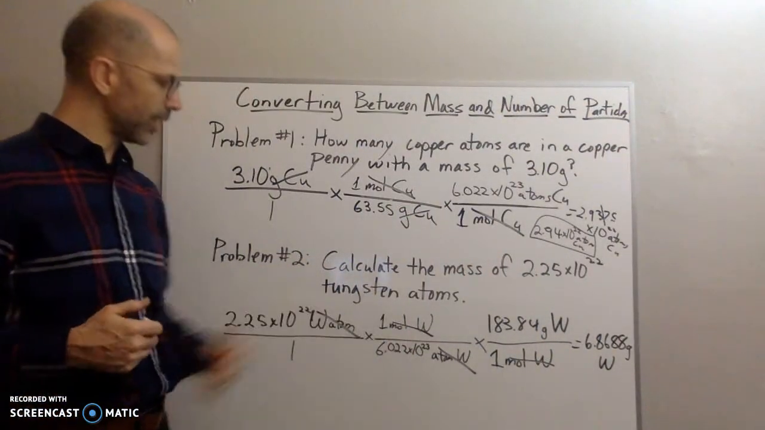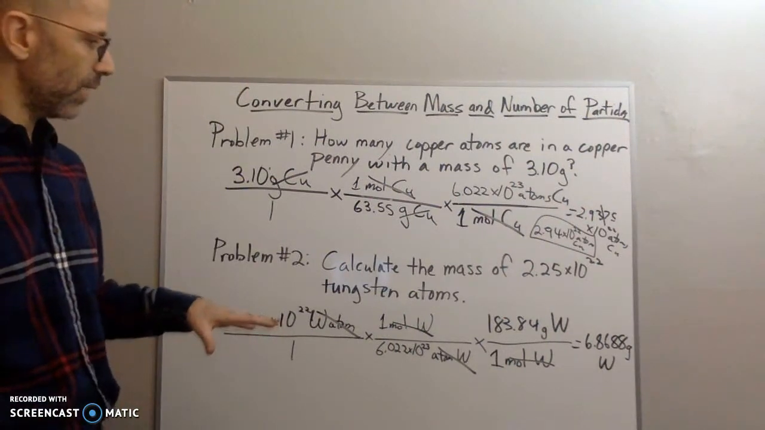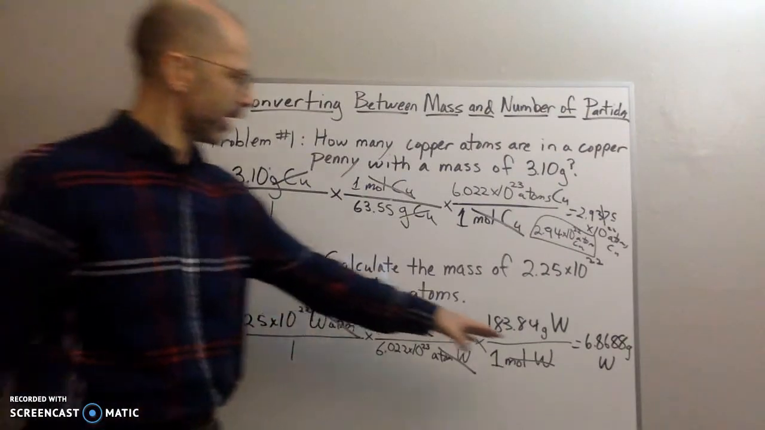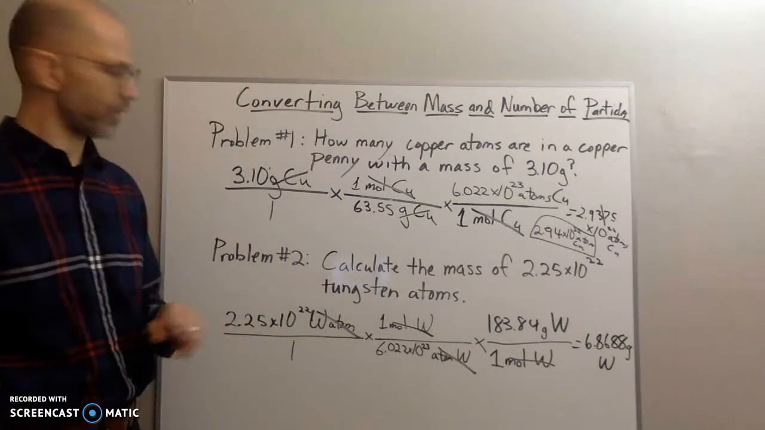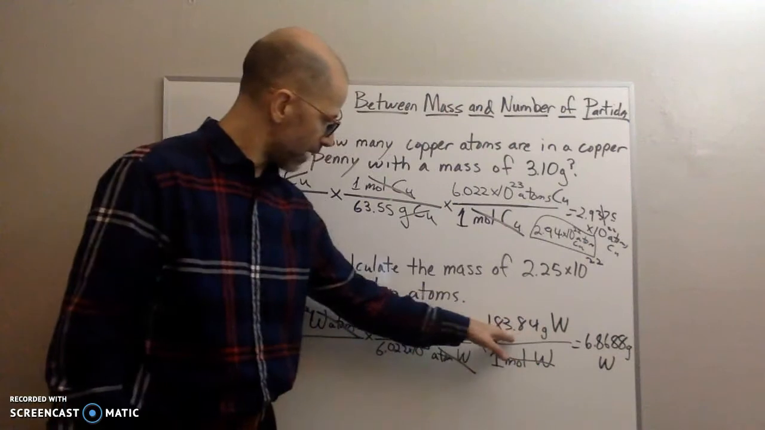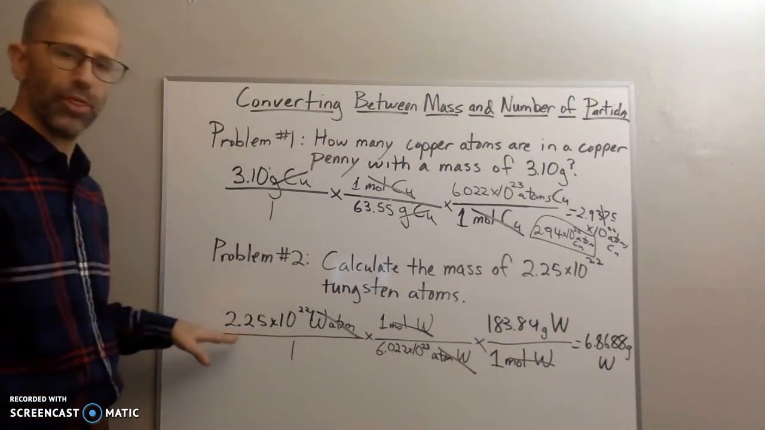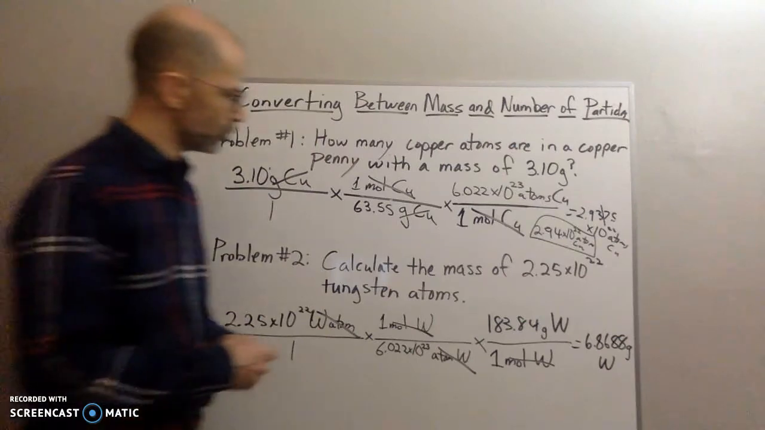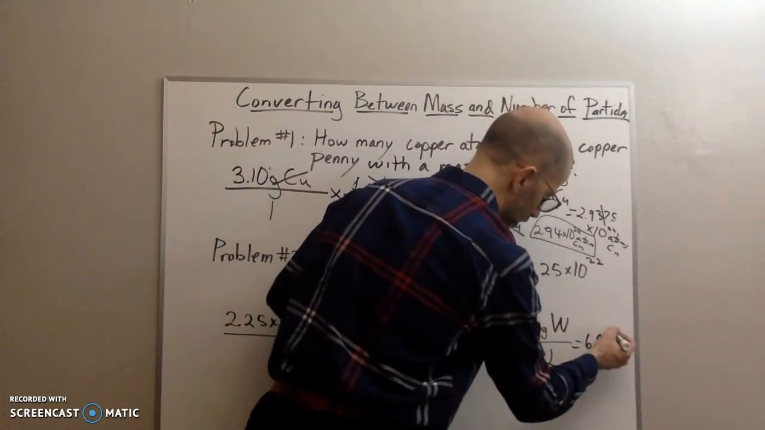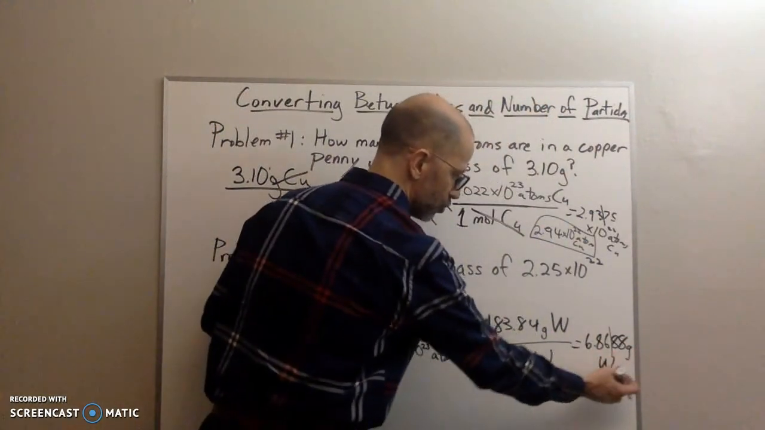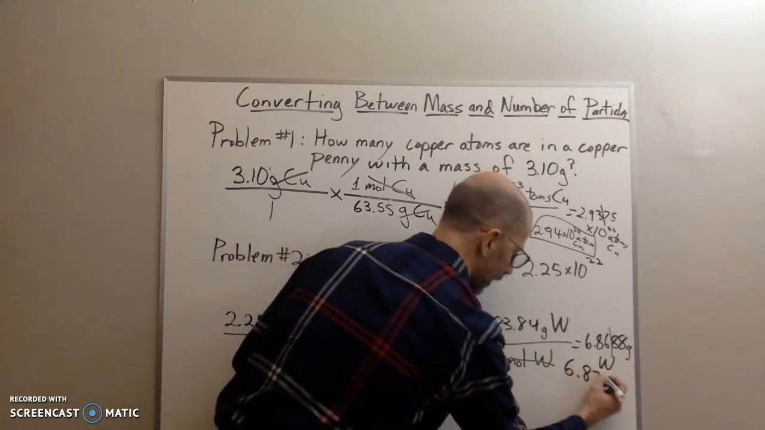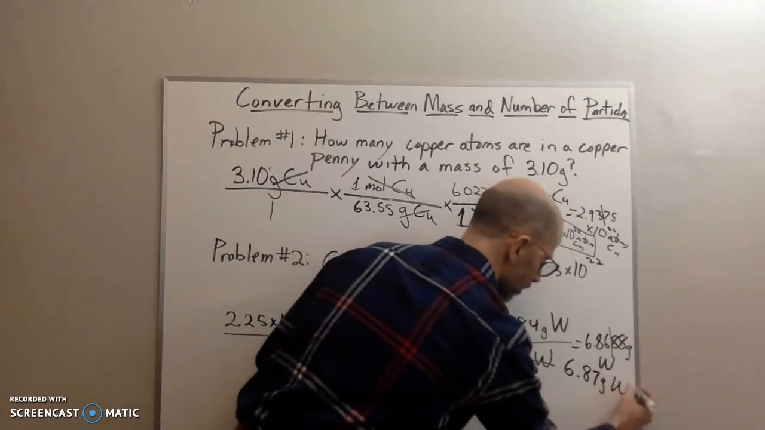So now I need to make sure that I have the right number of significant figures. So my answer again can only be in the least number of sig figs. So here I have 4, here I have 5, and here I have 3. 3 is the least, so I can only have 3. 6, 8, 6. So I'm going to cut it off at the 6. I have an 8 here, so we round that to a 7. So my final answer is 6.87 grams of tungsten.